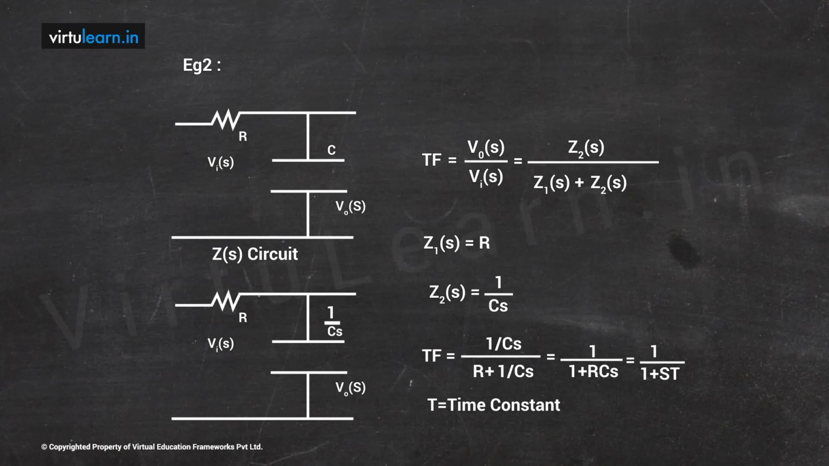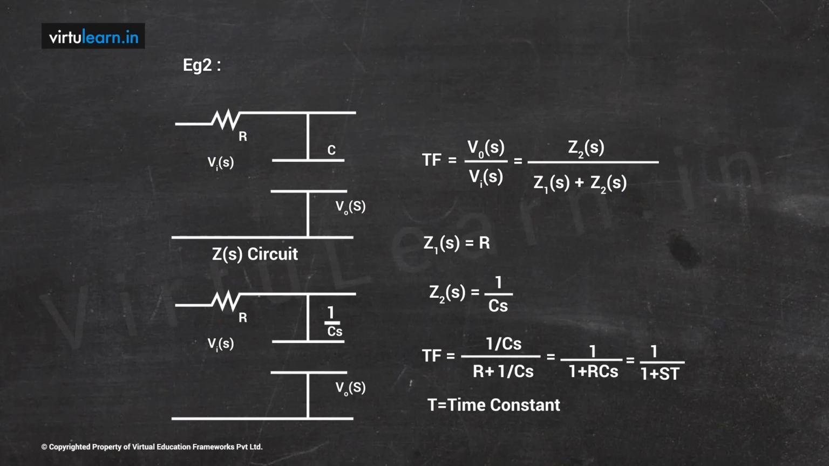So the denominator of these two networks is the same, which means the elements of the circuit are the same. The network-wise there is no change. We are only changing the input and output. We are giving the input here, and for the second one we are giving the input here. And we are taking the output here, and for the second one we are taking the output here. So we are just changing the input and output. We are not changing the system components. Therefore we get the same denominator in both cases: 1 plus RCS in this case, and 1 plus RCS in the other case.